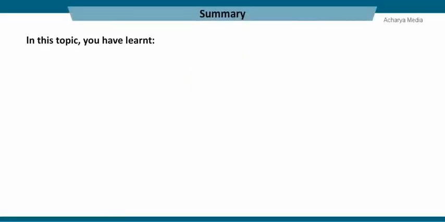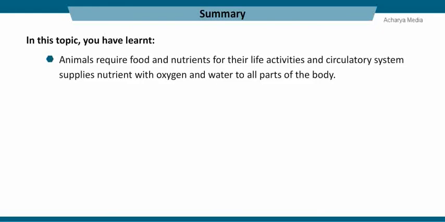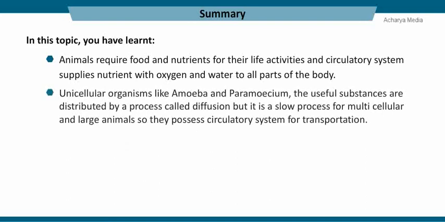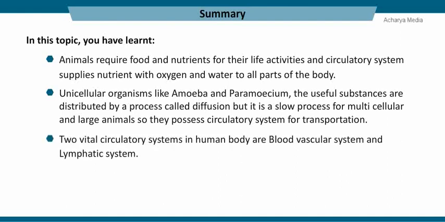In this topic, you have learned animals require food and nutrients for their life activities, and the circulatory system supplies nutrients with oxygen and water to all parts of the body. In unicellular organisms like amoeba and paramecium, the useful substances are distributed by a process called diffusion, but it is a slow process for multicellular and large animals, so they possess a circulatory system for transportation. Two vital circulatory systems in the human body are the blood vascular system and the lymphatic system.